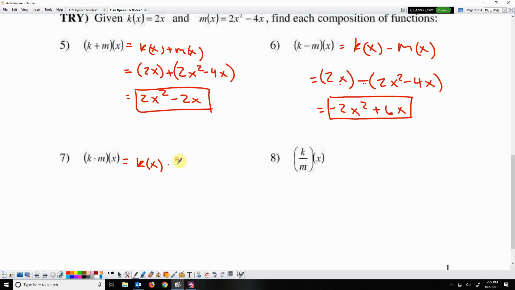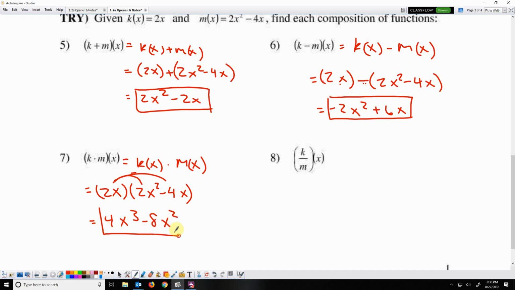k of x times m of x. So that's 2x times 2x squared minus 4x. Another time when the parentheses are going to matter. And here we distribute. So I get 4x cubed minus 8x squared.